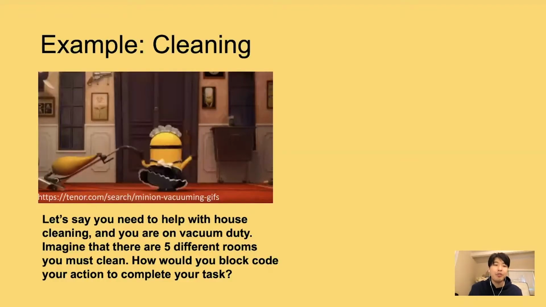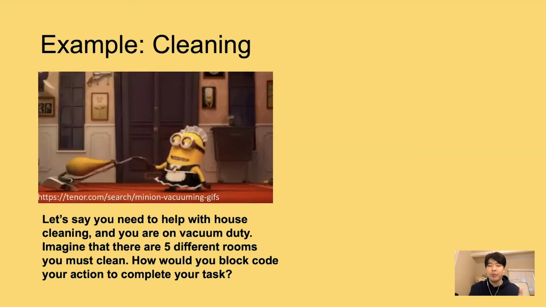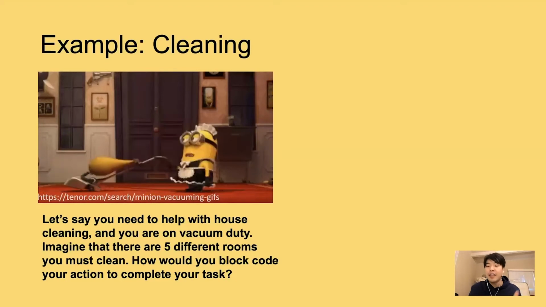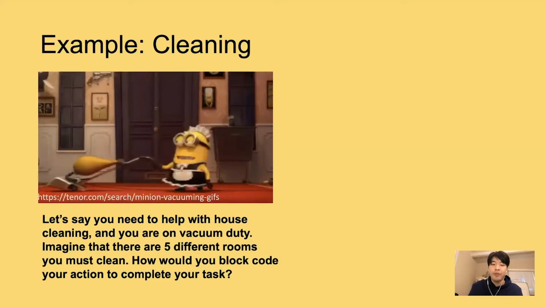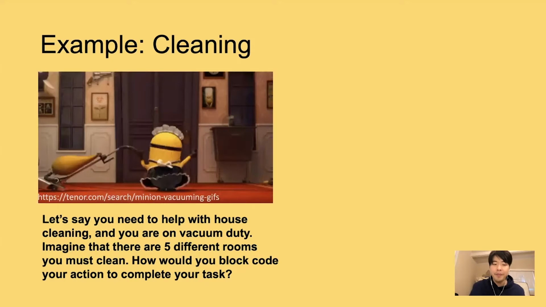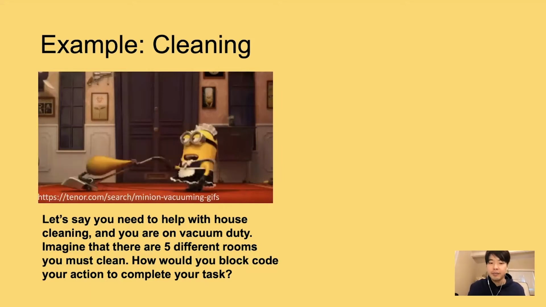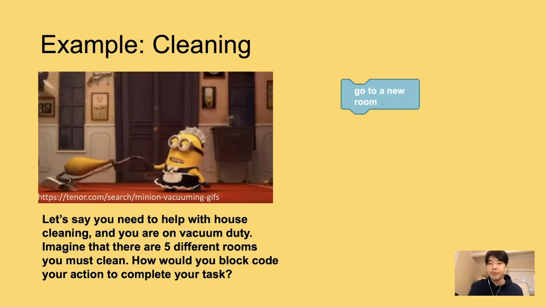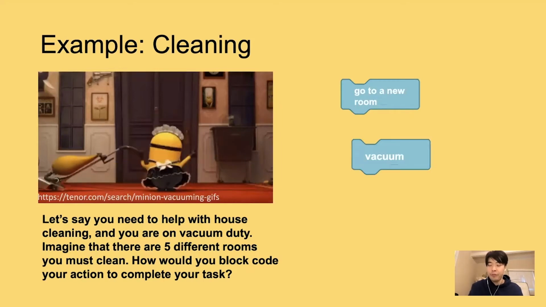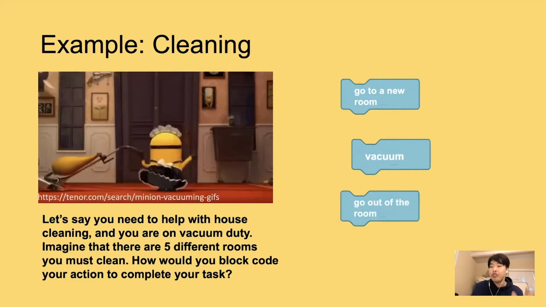So for example, let's say we're cleaning your house, okay? Let's say there are 5 different rooms. It doesn't have to be rooms, it can be places like living room, kitchen, bathroom, whatever. Your job is to vacuum them. So how might we make block code that accomplishes this task? The first thing is you need to go to a new room, and you want to vacuum the place. And once you're done vacuuming, you get out and you repeat this for 5 different places, right?